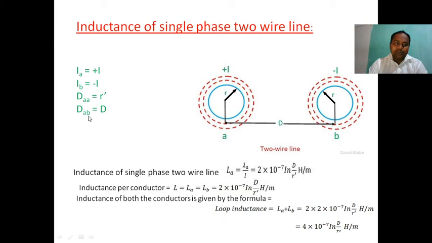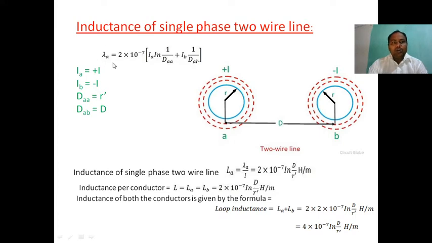The distance between conductor A and B is D. Observe carefully, these are very important. What is DAA? The distance between conductor A and A. What is DAB? The distance between conductor A and B. So write the flux linkage equation.